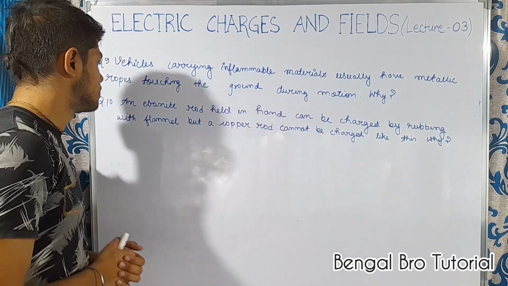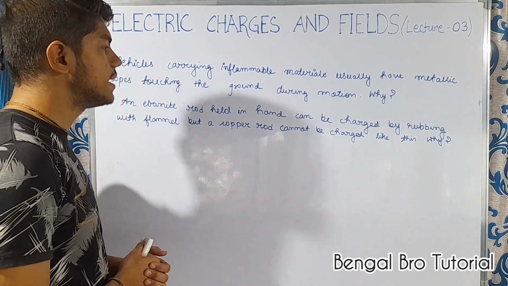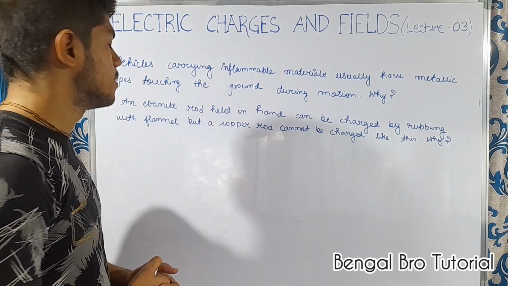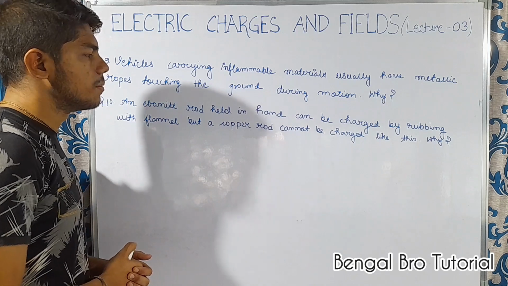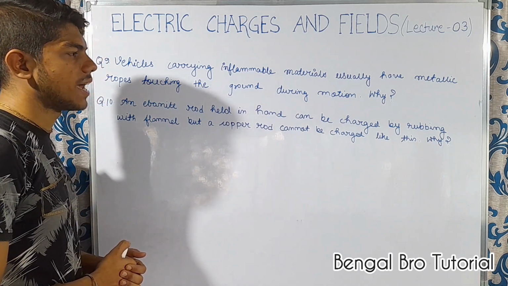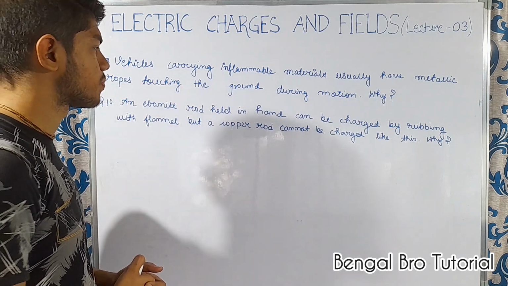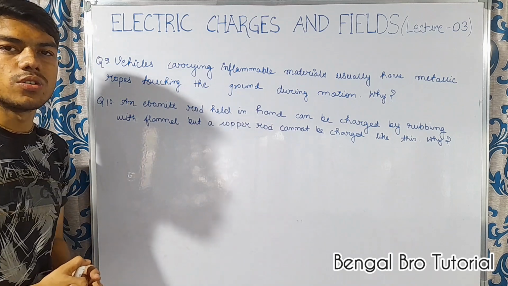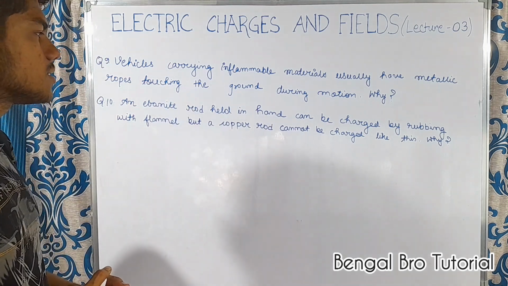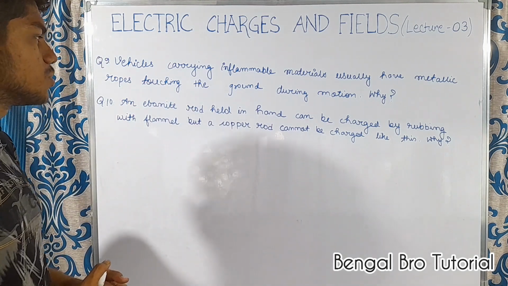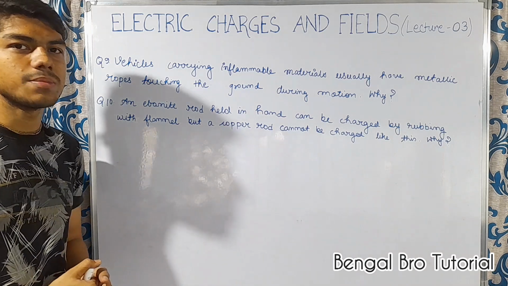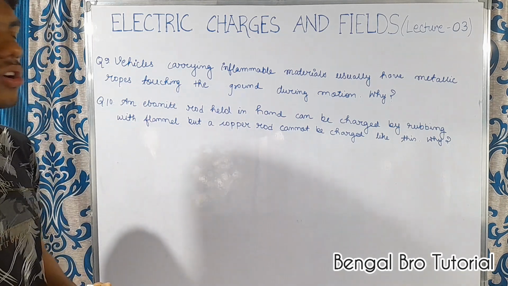Question number 10. An ebonite rod held in hand can be charged by rubbing with flannel, but a copper rod cannot be charged like this. Why? Can you answer this by yourself? Think of an answer. Then come to the video and see whether your answer is matching with the original answer or not.